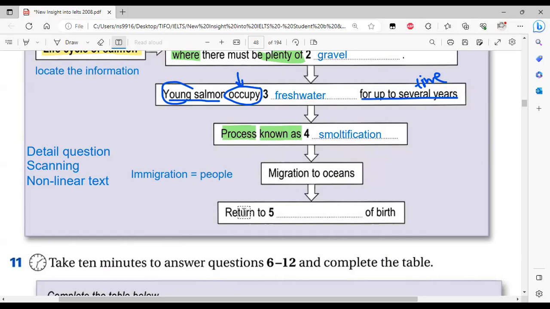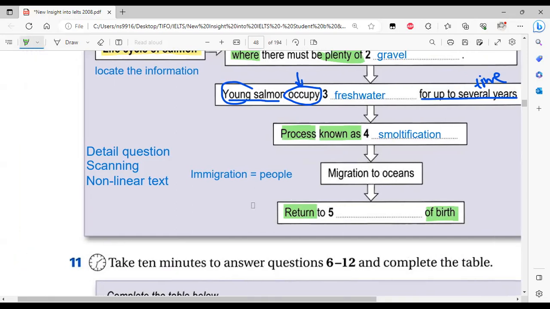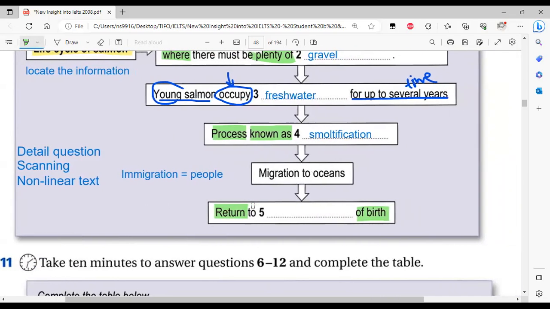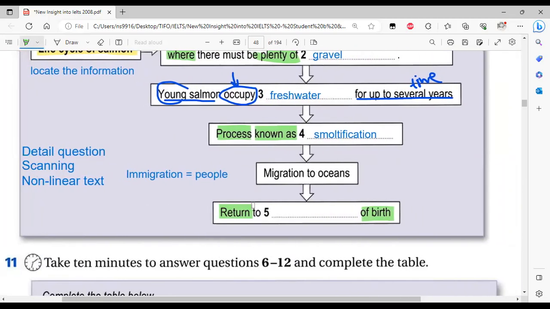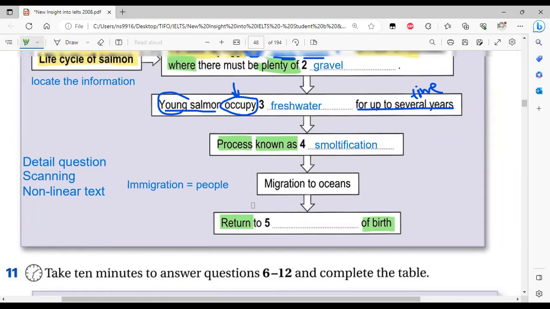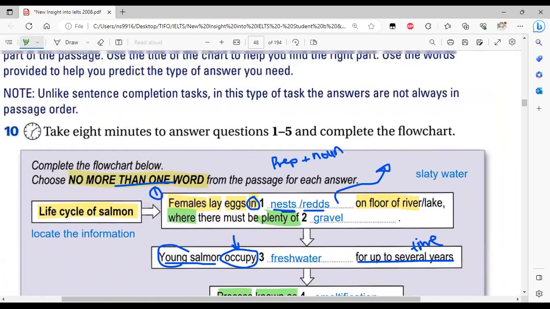Okay, now here we have migrations to oceans and then return. I will highlight the word return, so it's a keyword. They return to, and there is something of birth. And I repeat what I have just said: whatever is written here will be reflected in the reading passage, so you will find these words. If you're lucky you will find the same words; if you're not lucky you will find similar expressions. Is this clear? Okay, we will go back to the text.